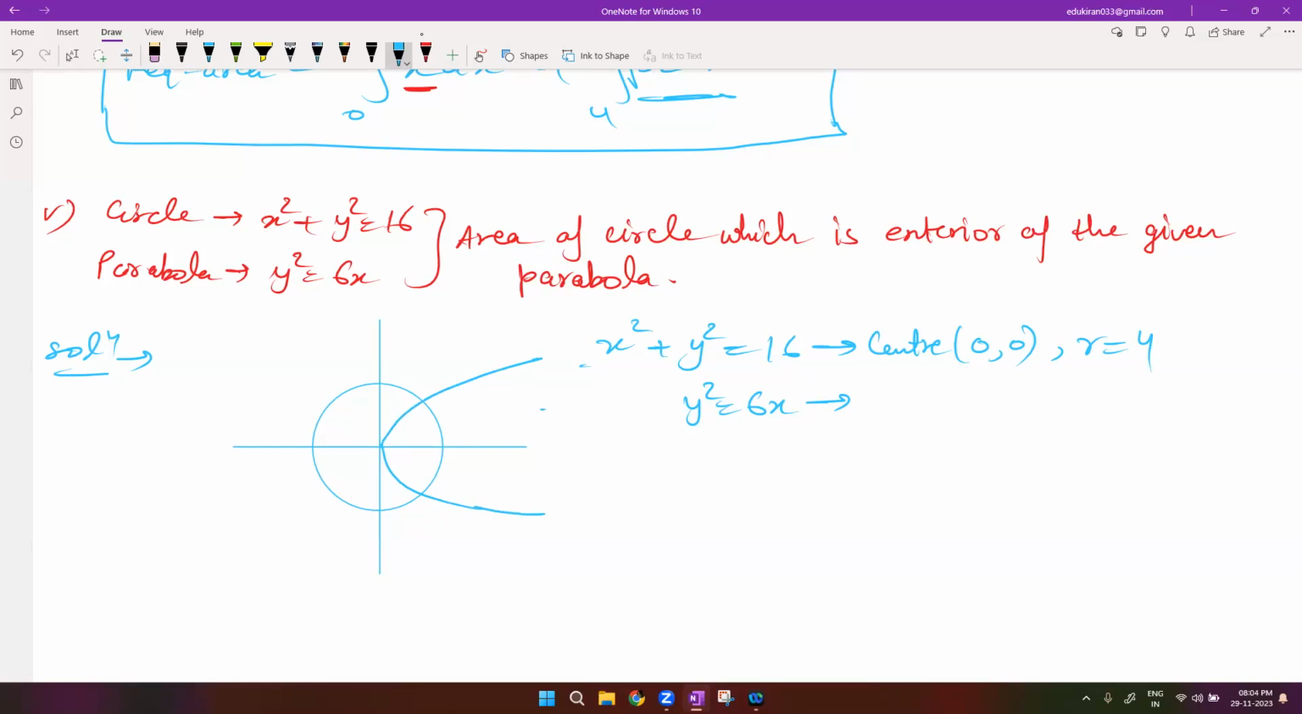So this must be y square is equal to 6x, right? Now, please tell me, I'm giving them names. Please tell me the portion that we are looking for here.